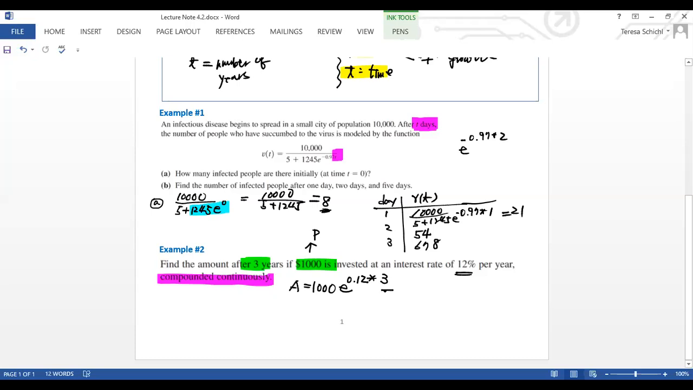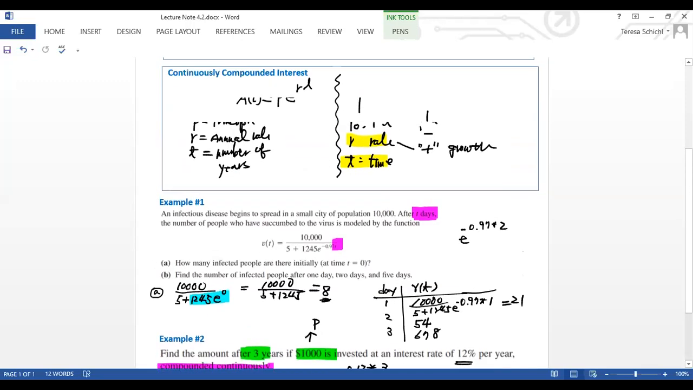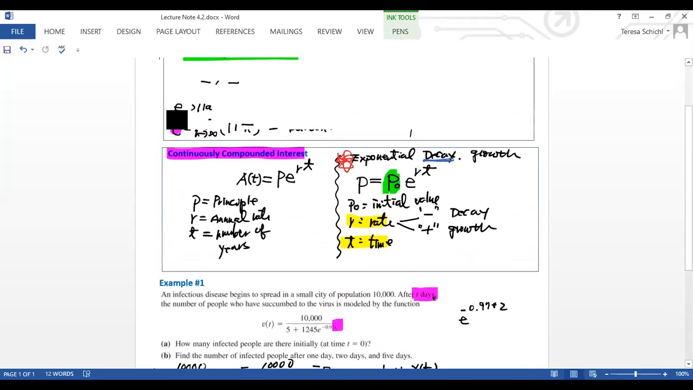Now if you put it into the calculator, you will get 1,433.33. That's a lot after 3 years if it's compounded continuously. So you get about $433 in interest. Okay, so that's it for this section. It's a very simple section, but it has a lot of applications.